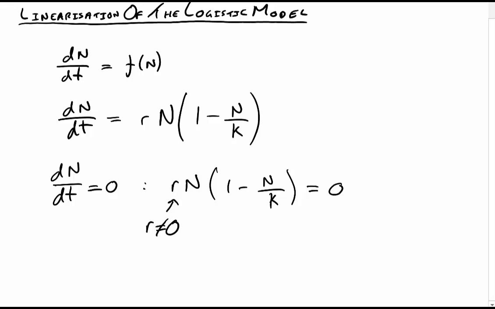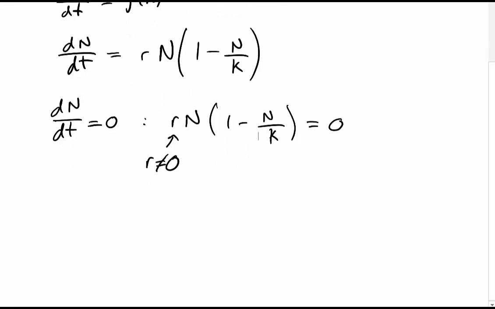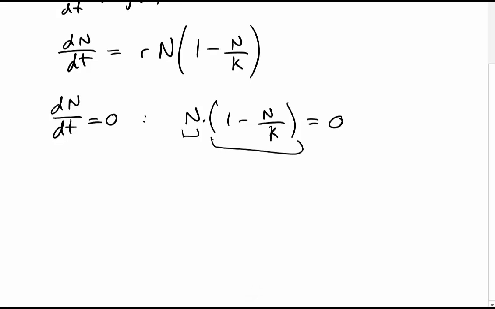So what we're left with is n can be equal to 0, or 1 minus n on k can be equal to 0. Let's have a look. If we know r is not equal to 0, we can just remove it from the system, because we're not interested in it. What we're left with is something times something. We've got two things multiplied together, and it's equal to 0, so one of them has to be equal to 0. That's why I removed the r, because otherwise we'd have three things that can be equal to 0, but r can't be equal to 0. So let's just remove it.